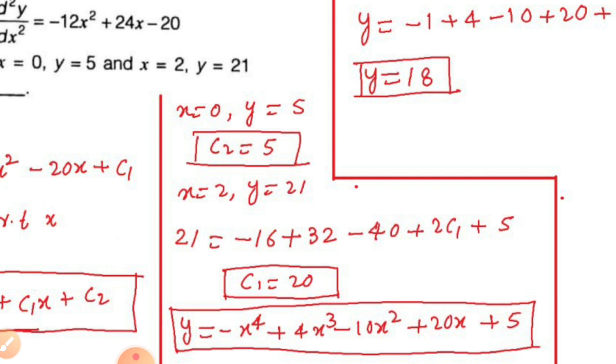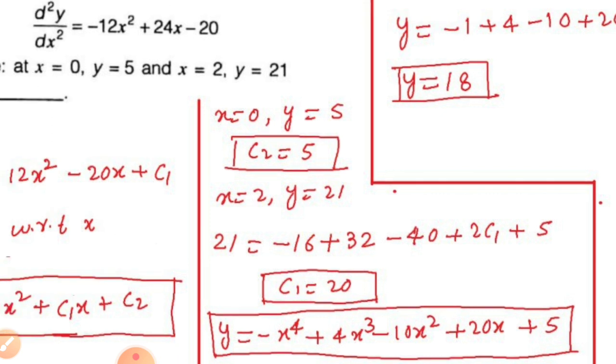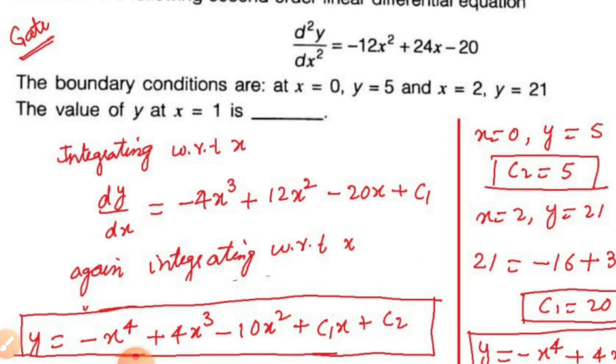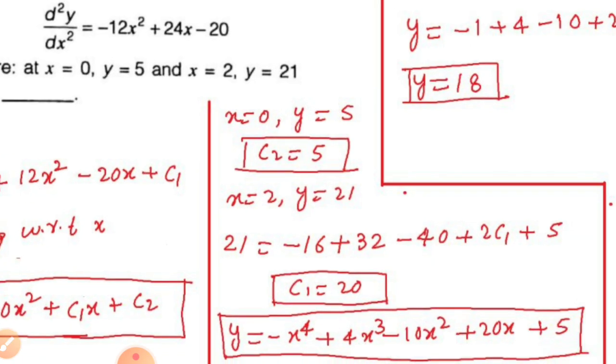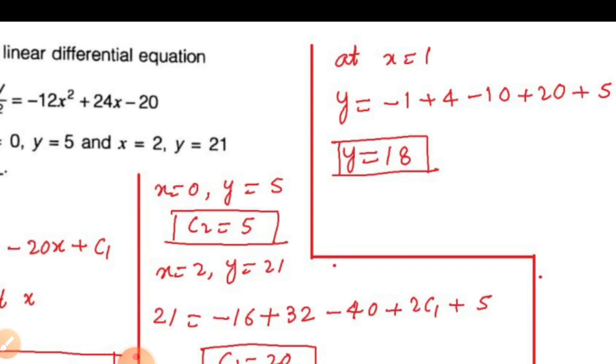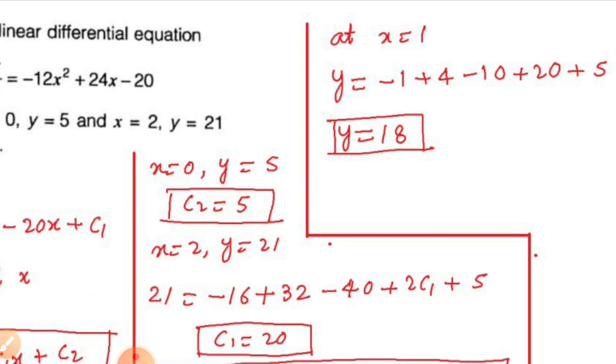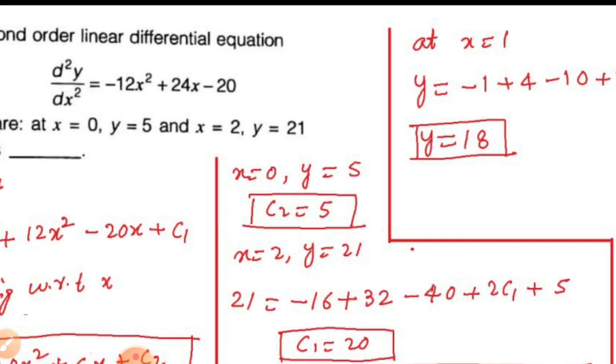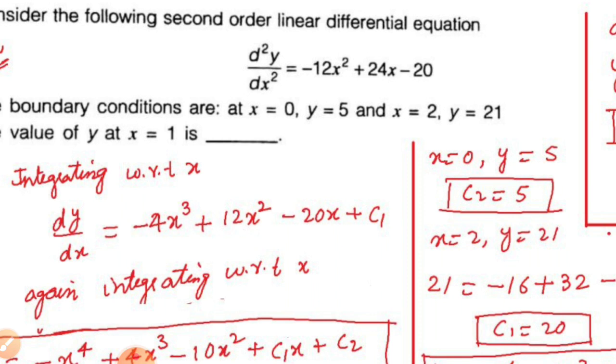Again, the question is, we do not only need the solution, we also need to find the value of y at a particular value of x. So, we have to find what will be the value of y at x equals 1. In this particular solution, we can put x equal to 1, and then we will have y is equal to minus 1 plus 4 minus 10 plus 20 plus 5, which can be solved to y is equal to 18. So, the actual solution of this particular question will be 18.